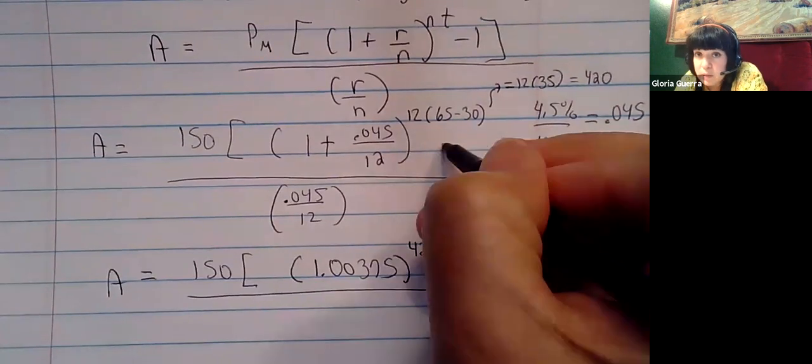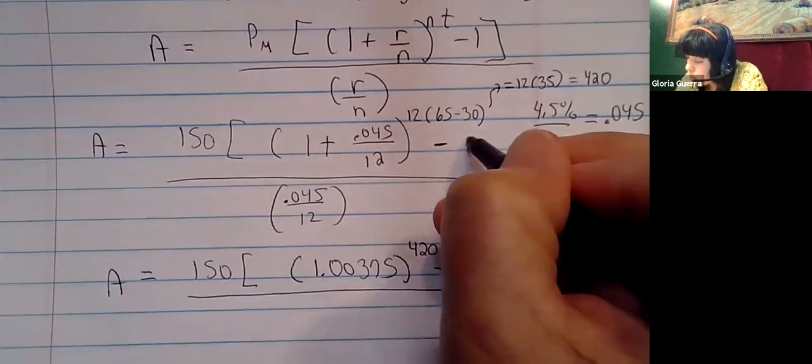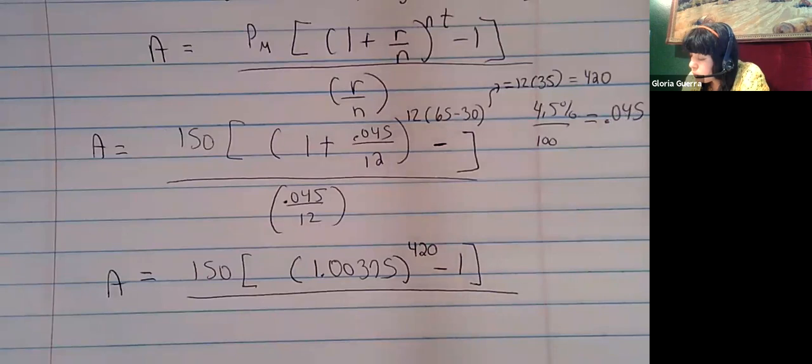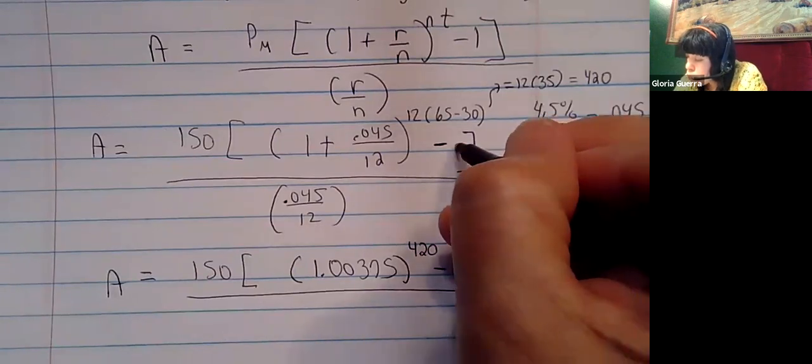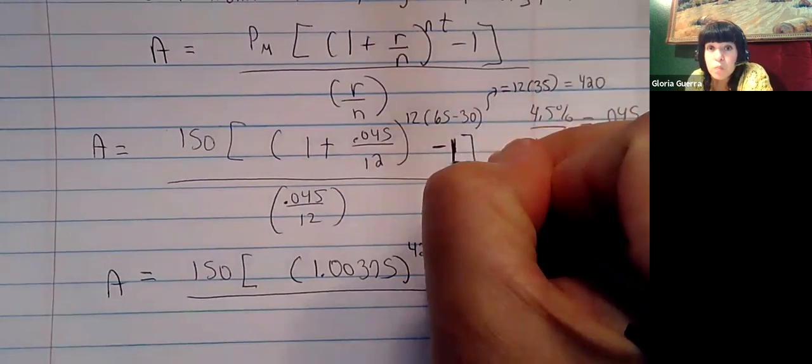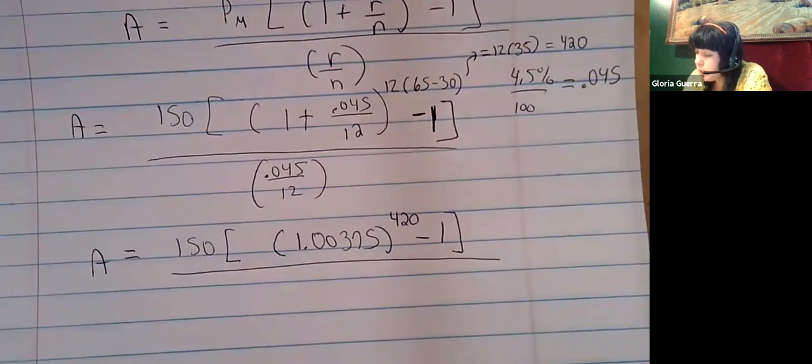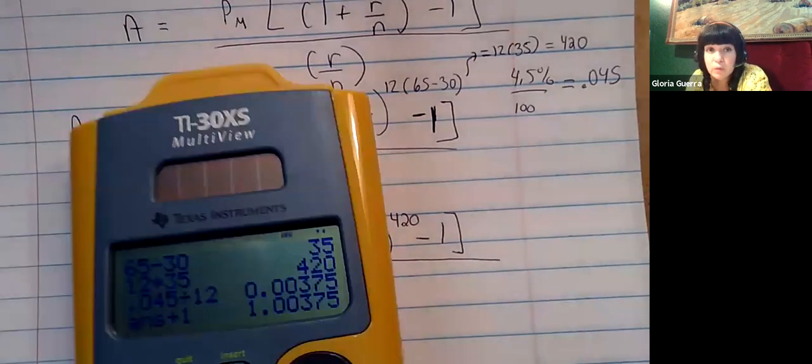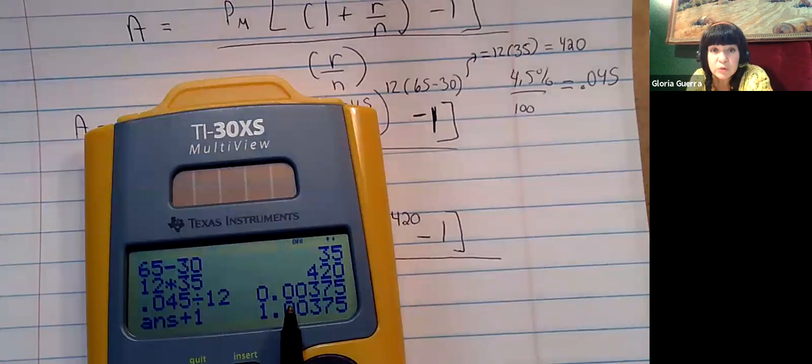And put that back here. Okay, and then on the bottom, like we said, when you do 0.045 divided by 12, that was 0.00375.